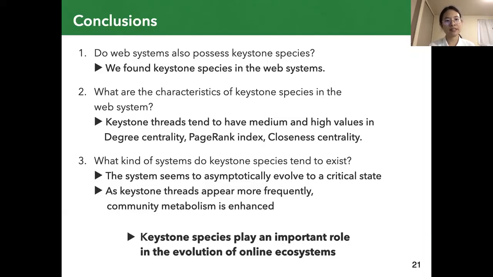These findings suggest that keystone species play an important role in the evolution of online ecosystems. Further, by having keystone species, the system itself can decrease stability and bring about diversity to the ecosystem. As a consequence, the system can evolve.